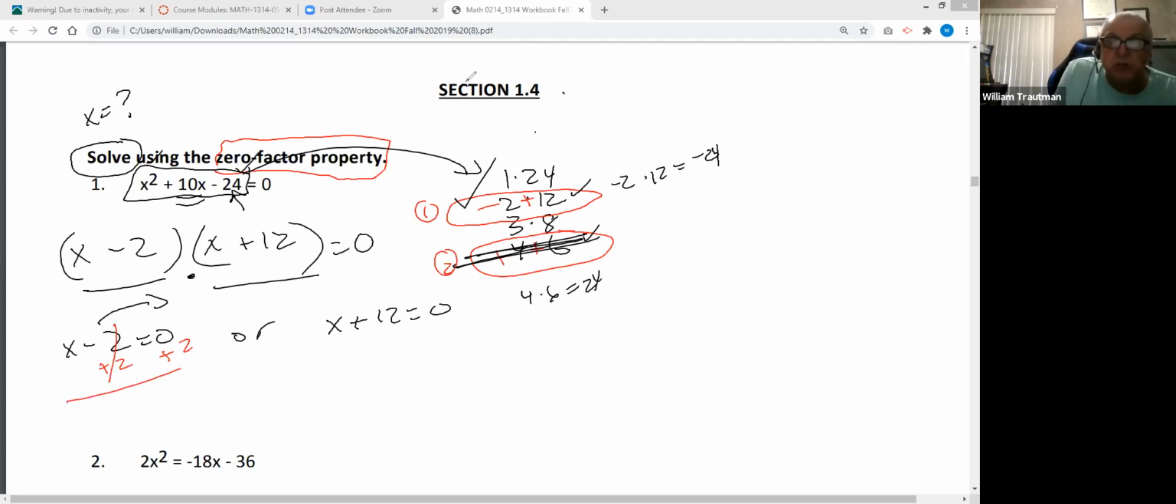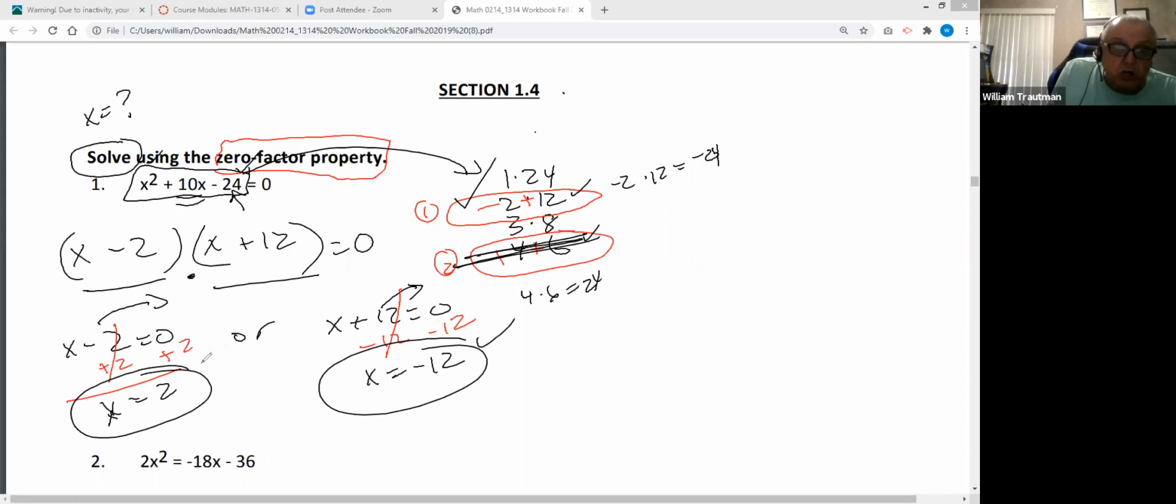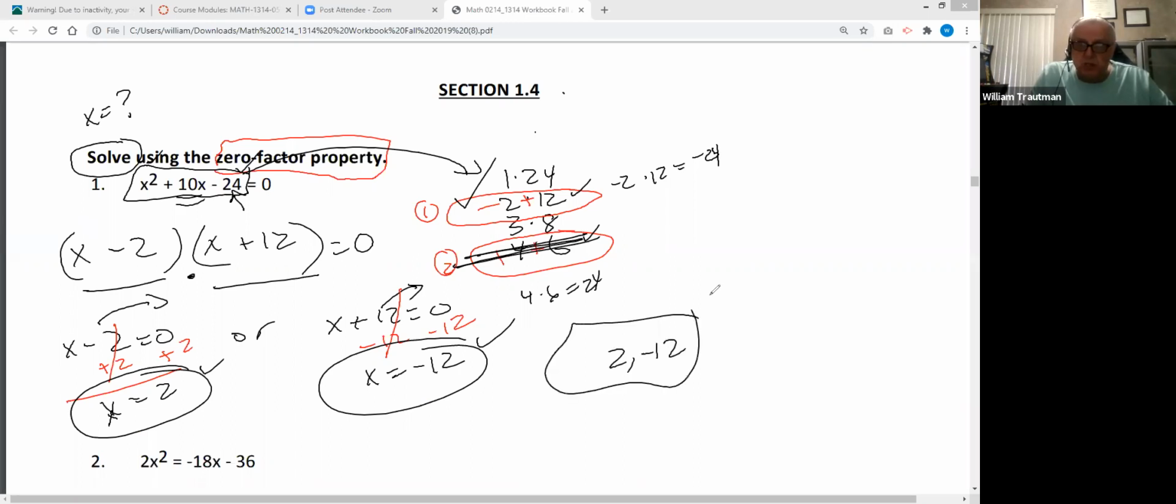2 minus 2 is 0. I am left with x equals 2. That's one answer. If I want to get the 12 to the other side now, it's a plus 12. I have to minus 12 both sides. 12 minus 12 is 0. My answer is x equals a negative 12. These are my two answers. I think in the homework they say write your two answers down. If you have more than one, separate them by a comma. So then you would just write 2 and negative 12. It doesn't matter what order you put them in. But there are two answers for this problem.